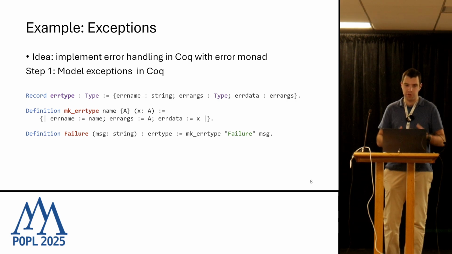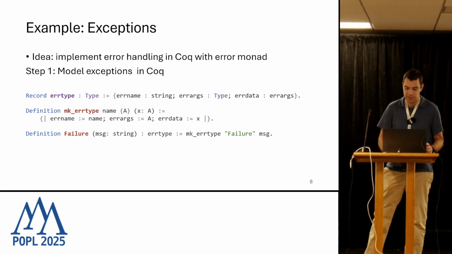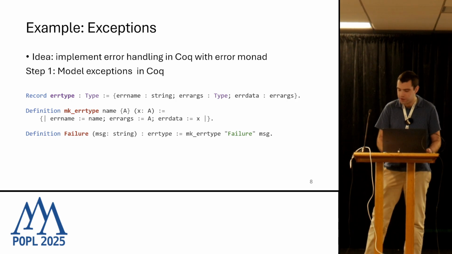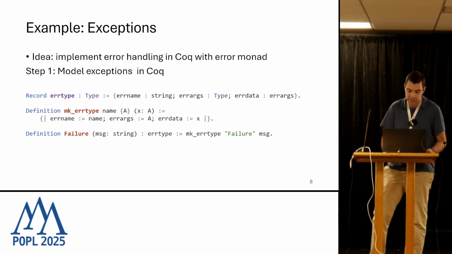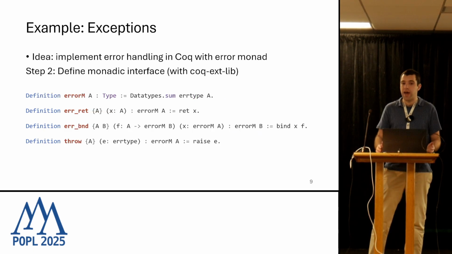Well, the first thing we do is we model exceptions in OCaml as a type in Coq. So we have this record error type, which just has a name and some arguments. And we can define specific models of exceptions, like failure, at the bottom there, which just takes in a message. And then we define our monadic interface in Coq.